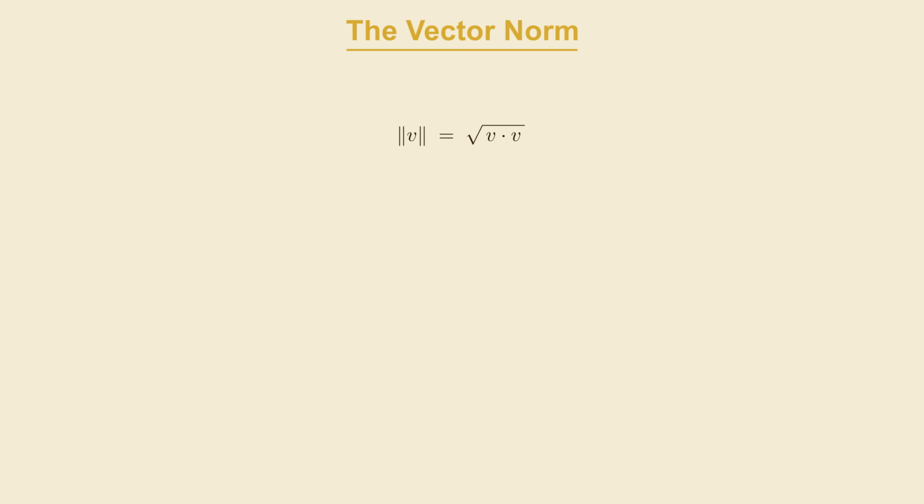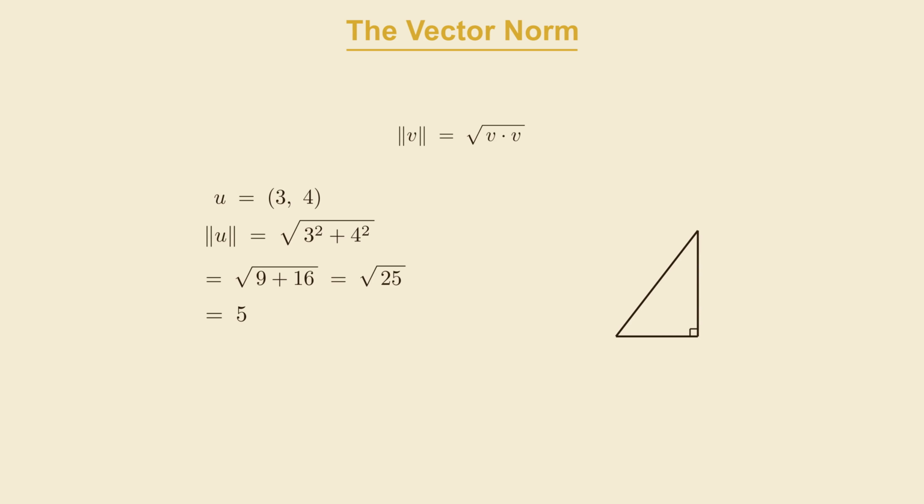The simplest place to see this is in two dimensions. Let's take the vector u equals 3, 4. The norm of u is the square root of 3 squared plus 4 squared, which is the square root of 9 plus 16, and the square root of 25, which is 5. That's exactly the length of the hypotenuse of a 3, 4, 5 right triangle. The norm generalizes the idea to any number of dimensions.